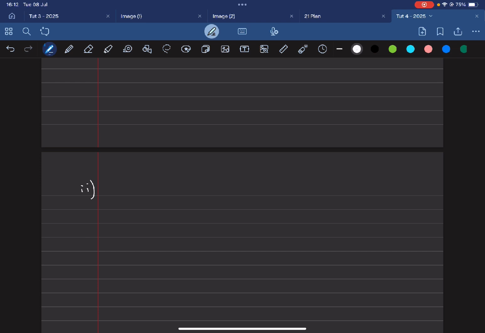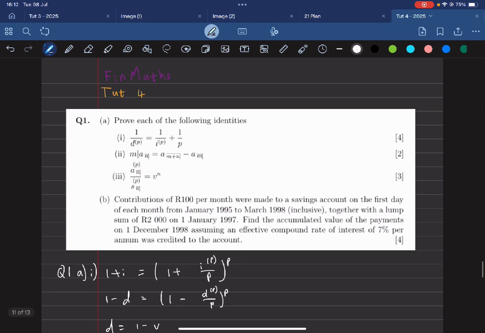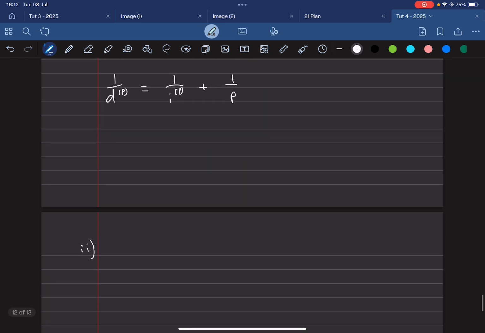Okay, so in the second one, we're trying to prove that, if you don't know what the symbol means, when you have a number and then a line, it means a deferred annuity. So basically we have an annuity for n periods deferred by m years. And we're trying to show that that's equal to an annuity for m plus n periods minus an annuity for n periods. Okay, so I think a good place to start would be to write what a deferred annuity is.